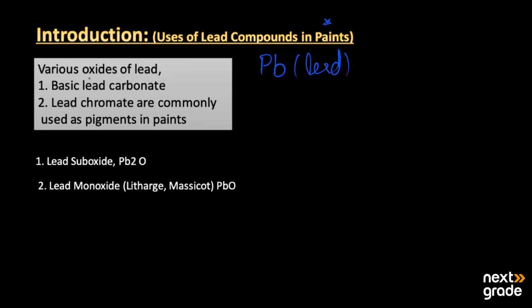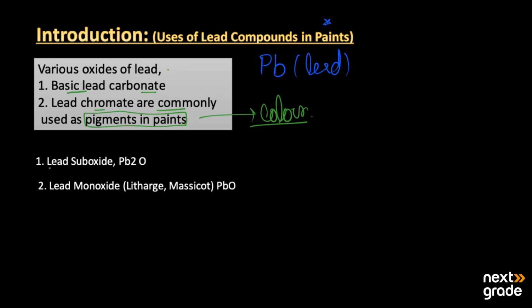Now, the various oxides of lead, some are basic lead carbonates, some are lead chromate. These are commonly used as pigments in paints. Pigments in paints means they are used to color the paints in one way or another. Now, what are these basic oxides of lead?